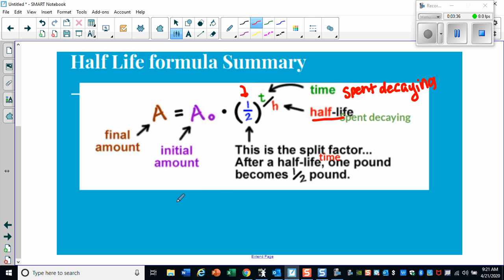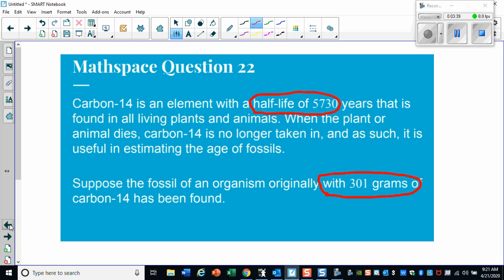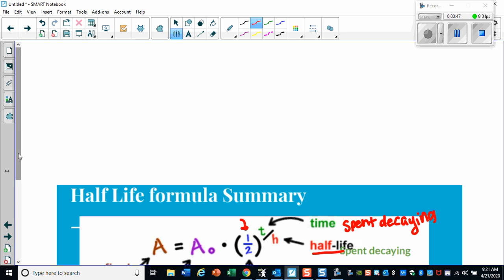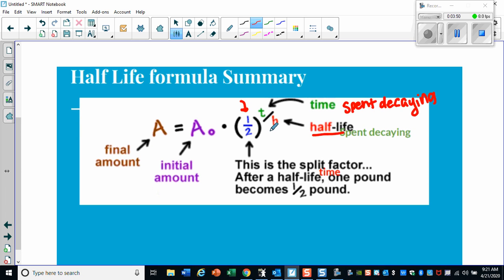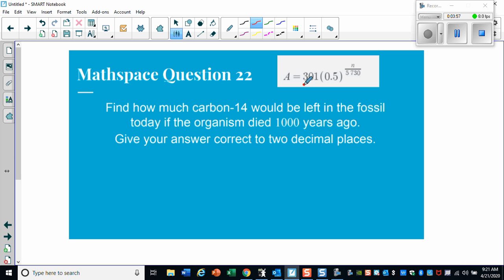So that's going to be the portion that you fill in. If you think back to that other question that we had, we have 2 portions here. We have the half-life of 5,730. Okay, so that half-life of 5,730 is going to be your portion that goes right here. The initial amount is going to be that 301. So that's what your formula should look like. Here's your initial amount, what we started with. The 0.5 is always going to stay there because you're taking that entire thing and multiplying it by 1/2. This is going to be your half-life time, and this top is your time spent decaying.